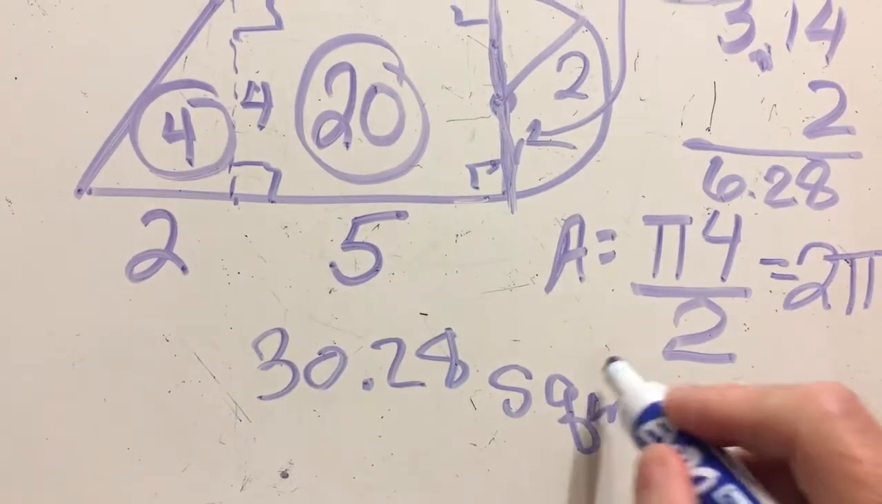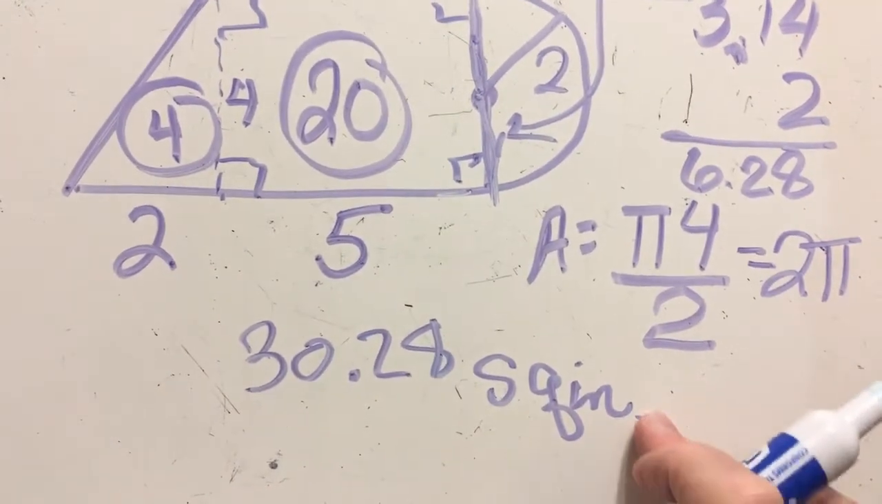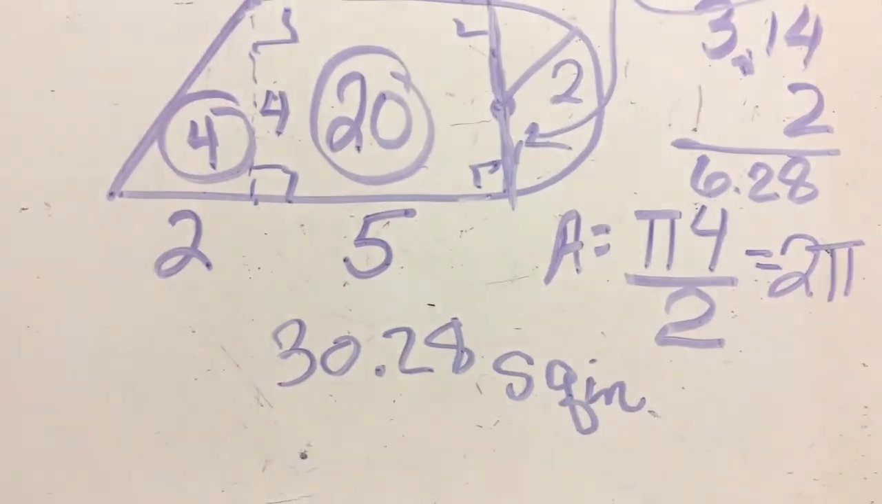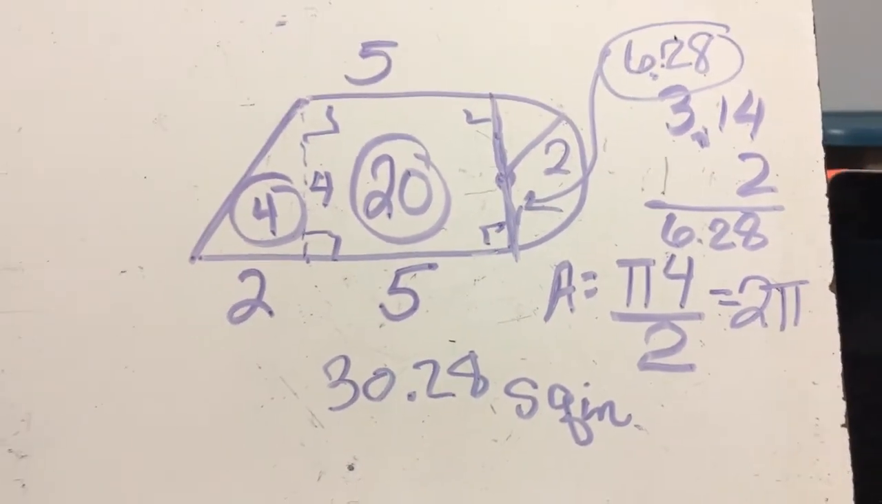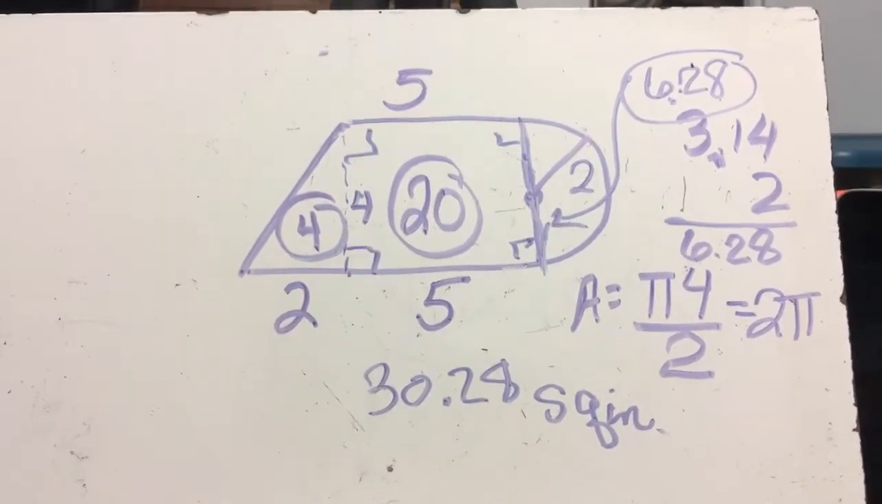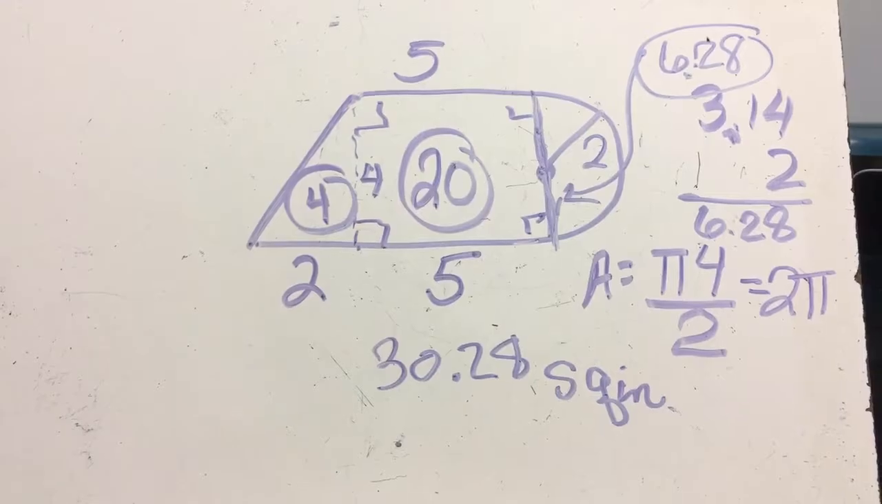So square inches. And remember, your book is often writing inches squared instead of square inches. They mean exactly the same thing. And there is your whole board for that example, which was example 8.8 on page 40.